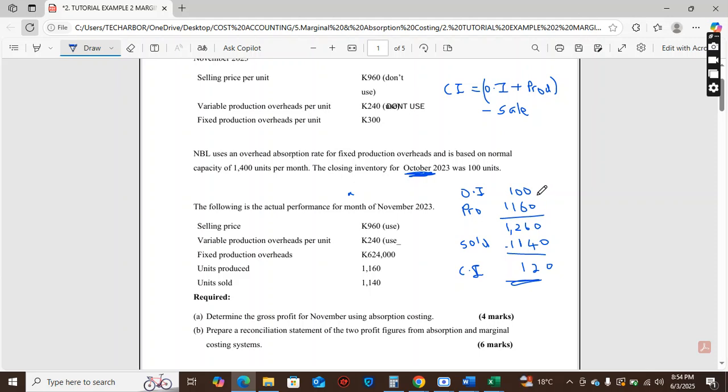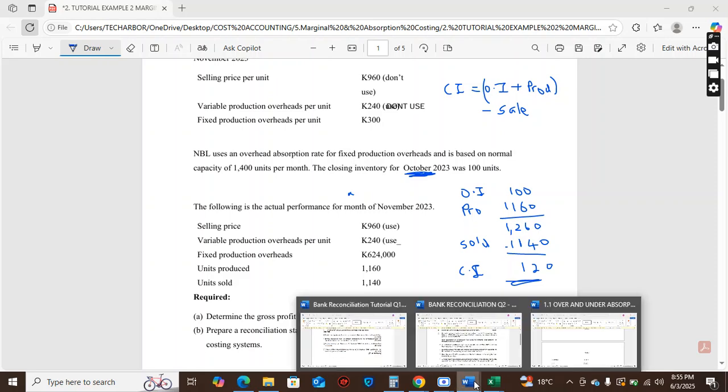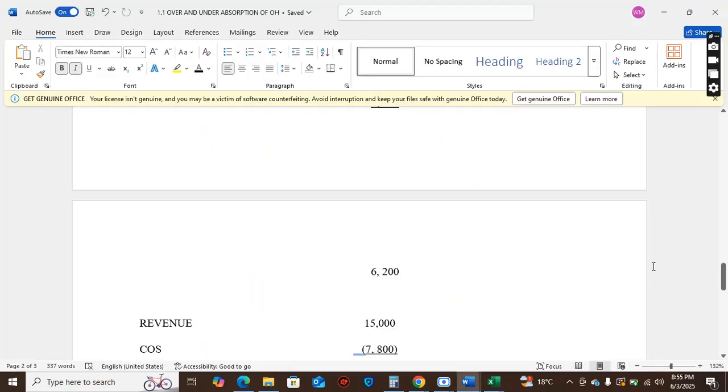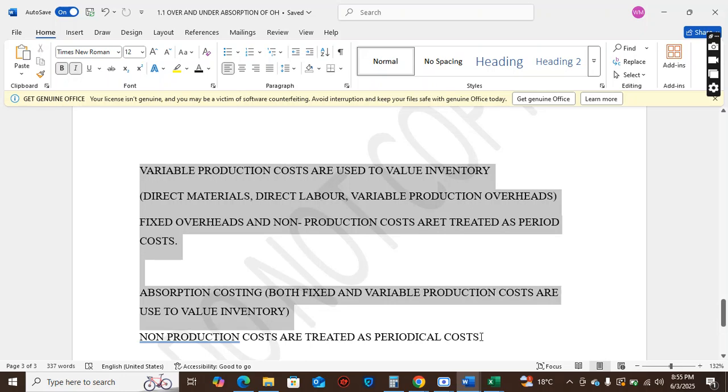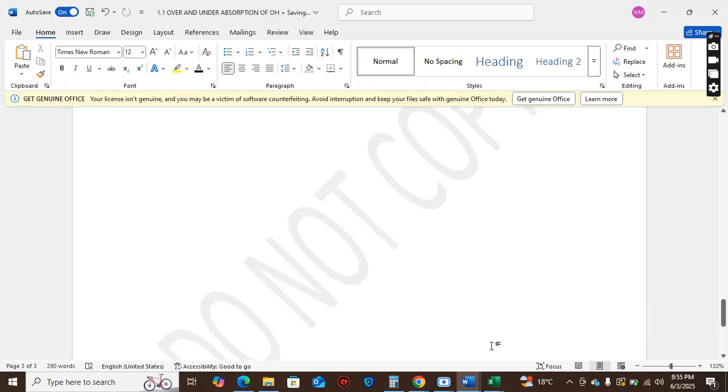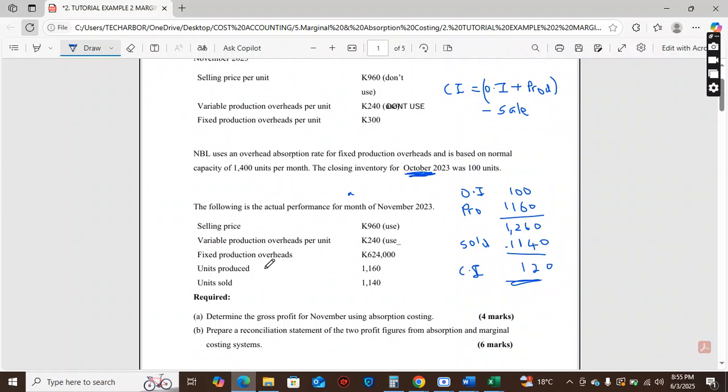We started with 100 units, then we produced 1,160. So in total, we had 1,260 units. And out of those 1,260 units, we sold 1,140 units. So we remained with 120 units. Any questions before we make our profit statement?